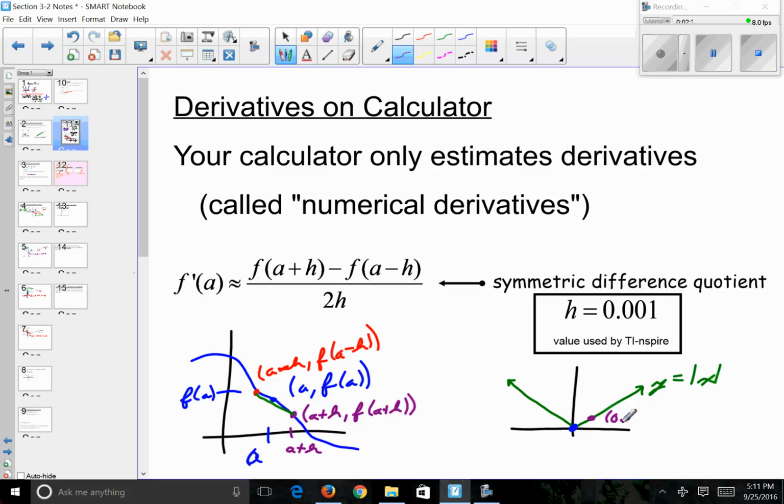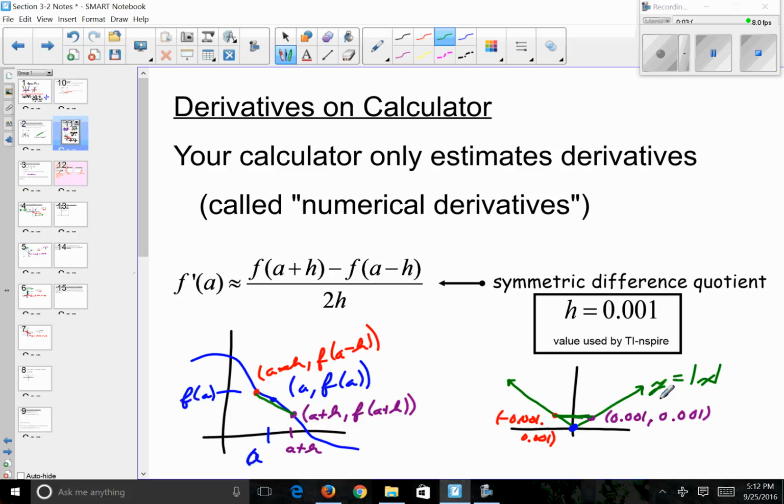It's using a point 0.001 to the right, and it's using a point 0.001 to the left, and finding the slope between those 2 points, which gives us a slope of 0. So many calculators would say that the slope, the derivative of absolute value of x at 0, is 0. When that's incorrect, it should be does not exist due to the corner.